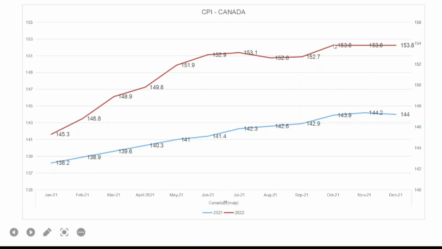So far, we have the number for October. I have just put in the November and December numbers, assuming that if it's coming at 153.8, then how will it look? But as of now, when I'm making this video, we only have the number for October 2022 published by Stats Canada. So the October number was 153.8, and we compare it to the October 2021 data, which was 143.9, and that's, as I mentioned, how inflation is calculated.